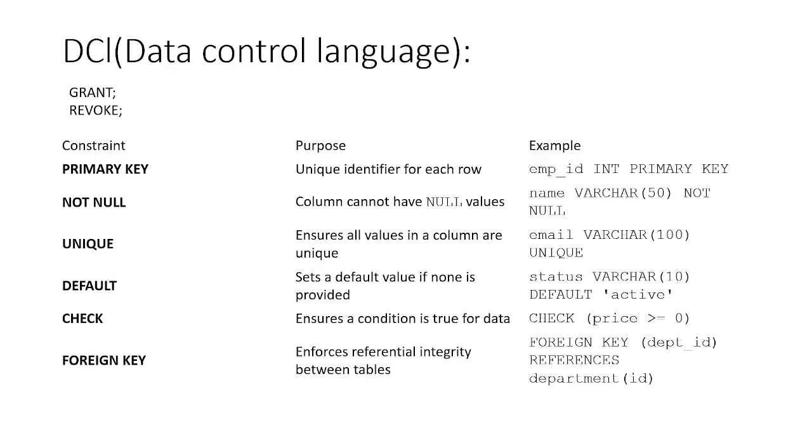And here we also have some constraints, and what is the purpose and the example. We all know primary key. Primary key is unique and it should not be null. We can add primary key to the column which is unique and not null. If you want to know more about keys, you can comment down or try to explain.